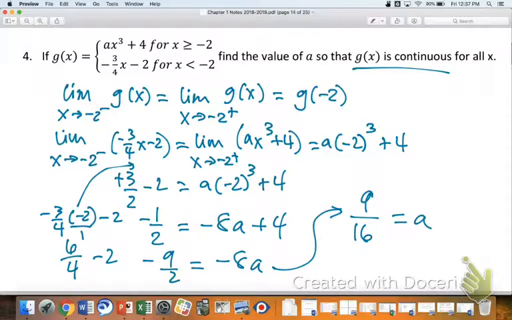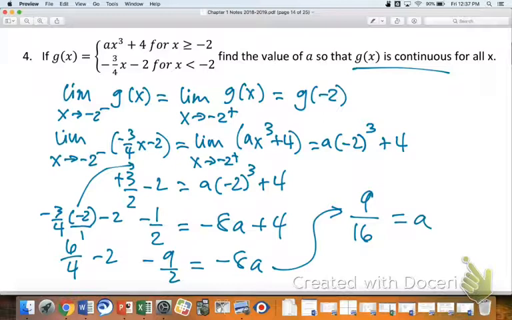Yep. Anybody else with a question, concern? Okay, so basically what we found here is that if a is 9/16, this cubic is oriented correctly and stretched out or squished down just enough to where it will exactly meet the line when x is negative 2. Kind of like that graph I drew earlier. Okay, we good? Okay, let's at least do one more here.